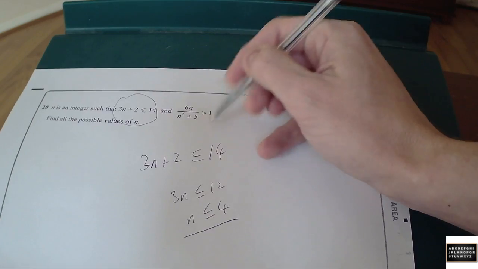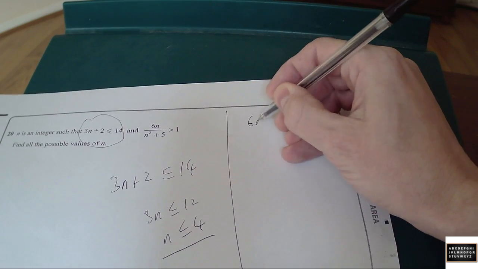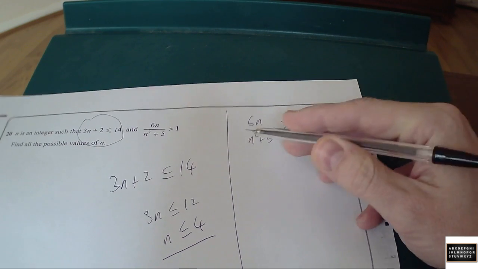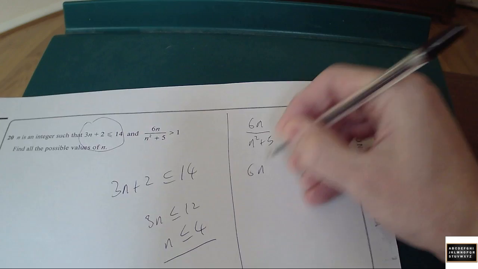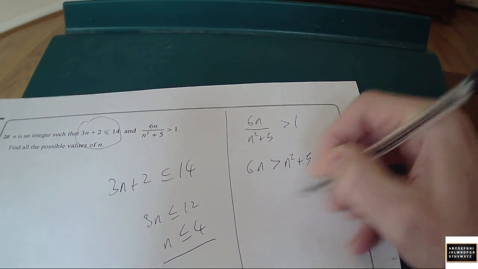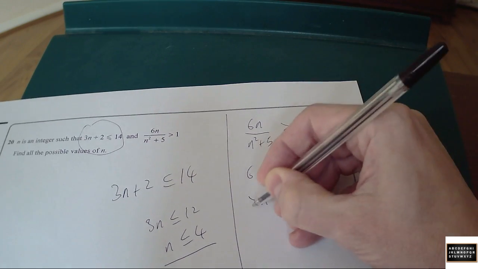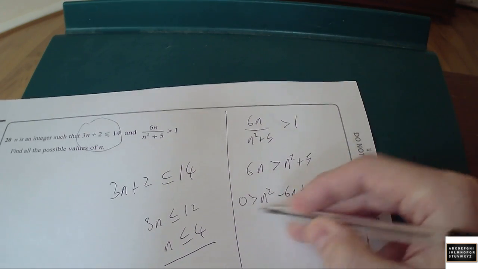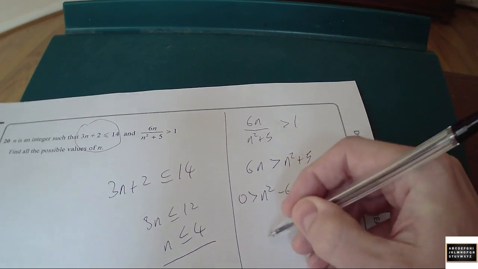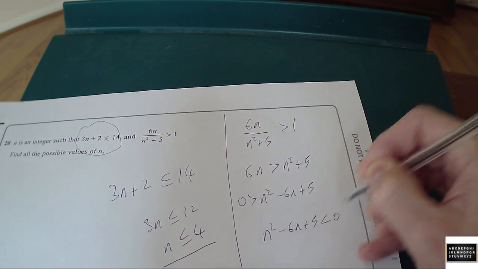Over here on this side, we've got another inequality problem. We're going to look at that. So if I write that out first of all, and then multiply both sides by n squared plus 5, and then take everything onto the same side, we have this. So 0 is more than n squared minus 6n plus 5. That means that this is less than 0. So n squared minus 6n plus 5 is less than 0.